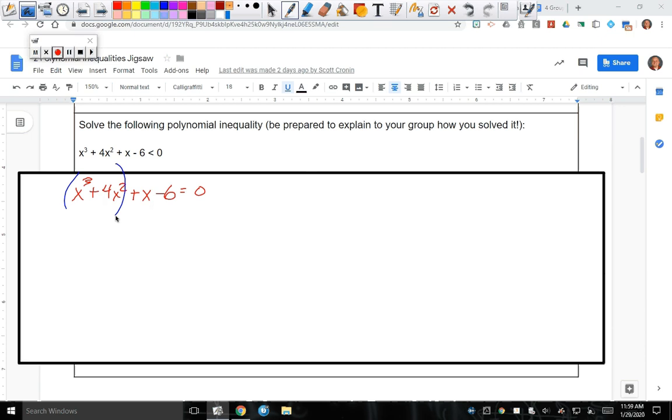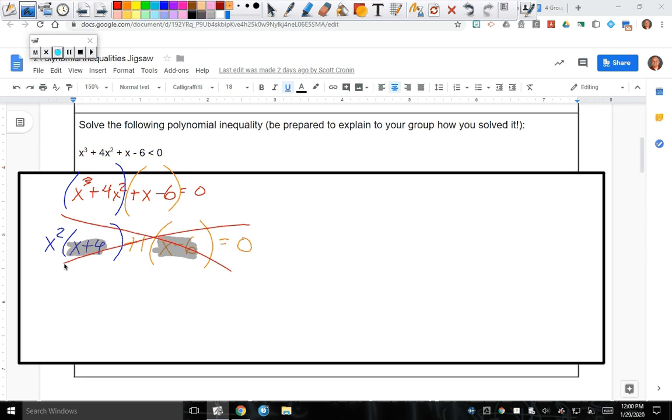What do I pull out? X squared. What are the scraps? X plus 4. Nice. Alright, so over here, what do I pull out? 1. What are the scraps? Nice. You tell me. We can't do that, right? We cannot do factor by grouping, because the only way we can do factor by grouping is if and only if these are a perfect match. If they aren't, we cannot use this method. We have to do something else.